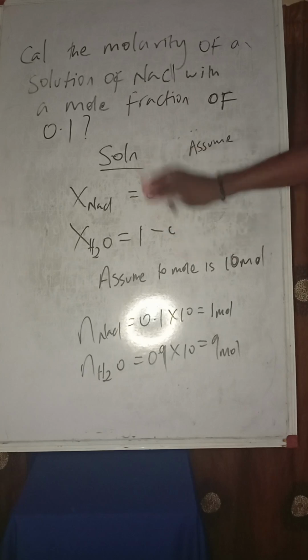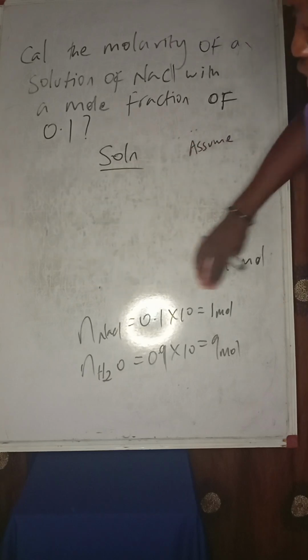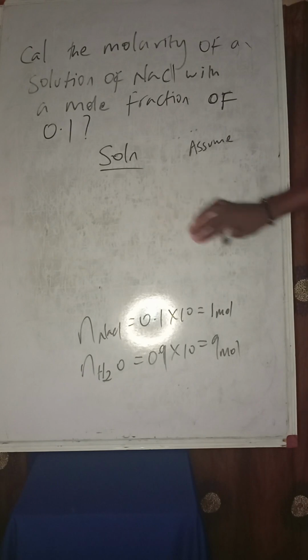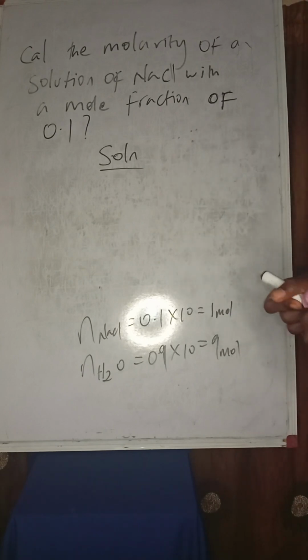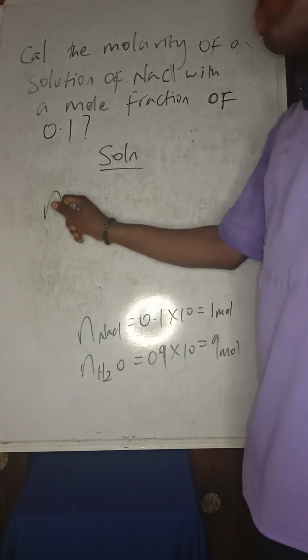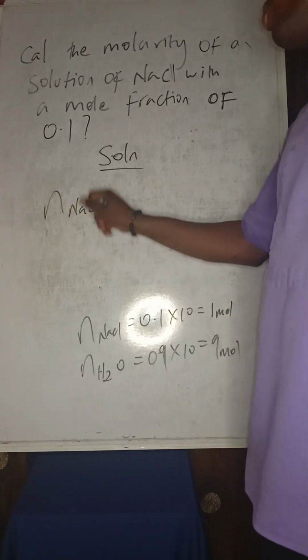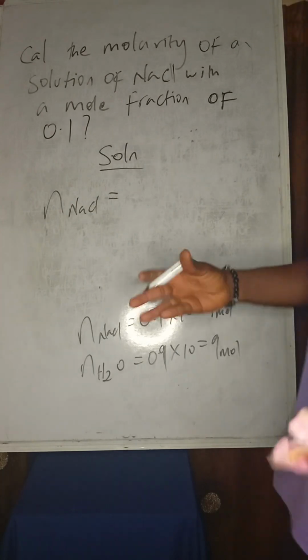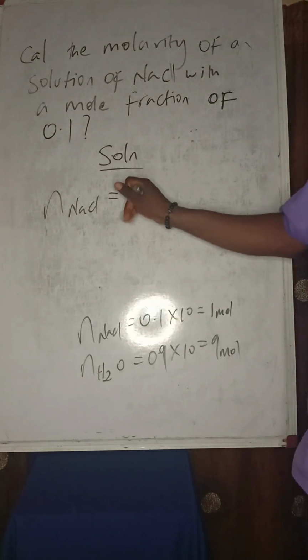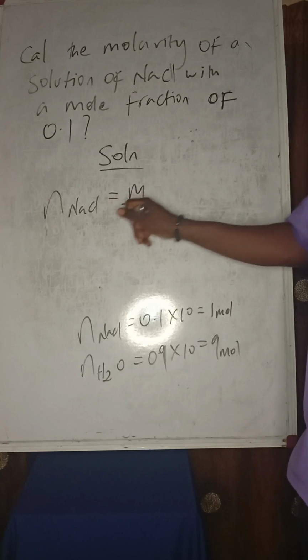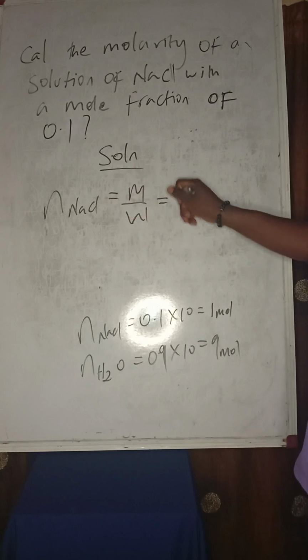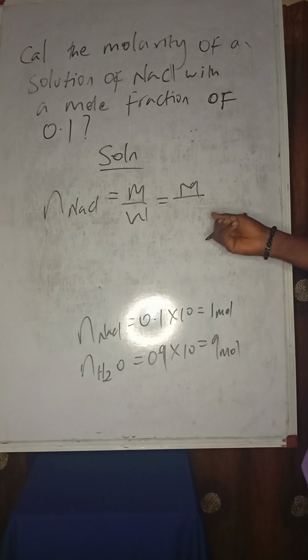I haven't gotten the mole. I've assumed the total mole is 10. So I want to try and get the molarity. First of all, I need the mass of NaCl for that 10 mole. For that 10 mole of the solution, remember, number of mole is equal to mass over molar mass. So the mass of NaCl should be needed in order to get molarity.